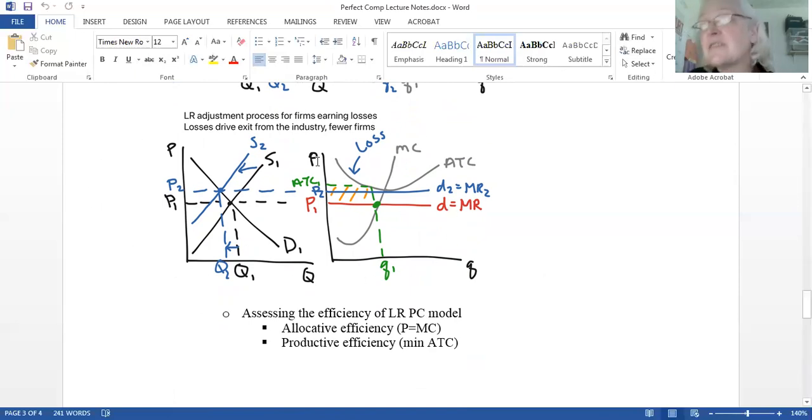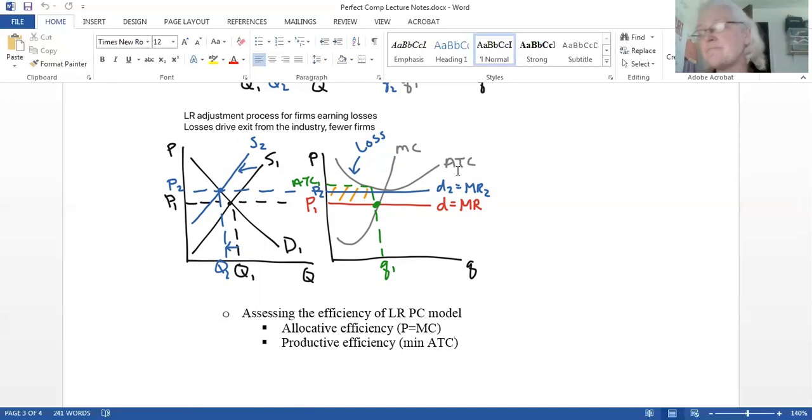And again, let's start over here in the market model with the black S1 D1, the black intersection denoted P1 Q1 is my original price. Bring that across, slap on my red D equals MR here. Now I didn't show it in this picture, but implicitly, because we're earning losses, that means that that price is above the minimum AVC. I didn't show my minimum AVC, perhaps I should have, but just assume that this firm is above the shutdown point, okay?